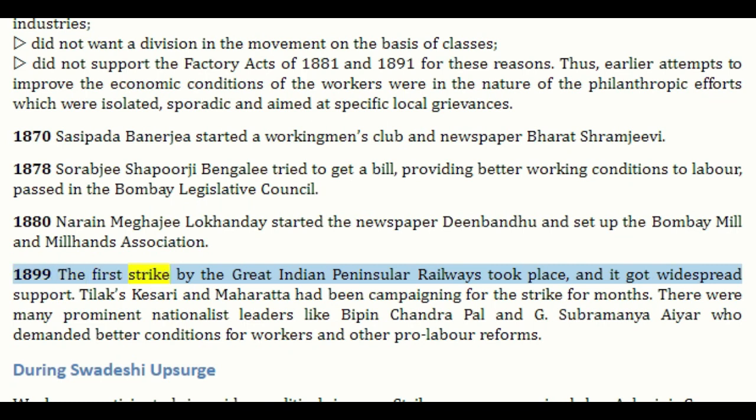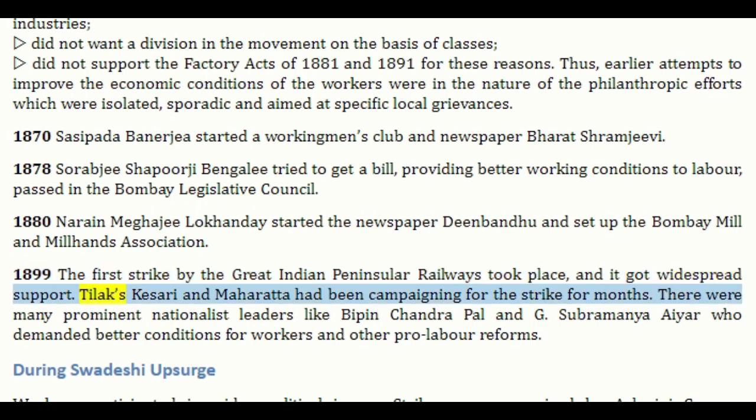1899: The first strike by the Great Indian Peninsular Railways took place, and it got widespread support. Tilak's Kesari and Maharatta had been campaigning for the strike for months. There were many prominent nationalist leaders like Bipin Chandra Pal and G. Subramanya Iyer who demanded better conditions for workers and other pro-labor reforms.